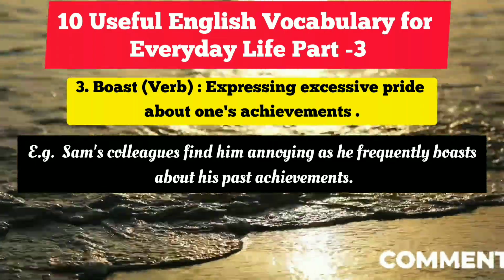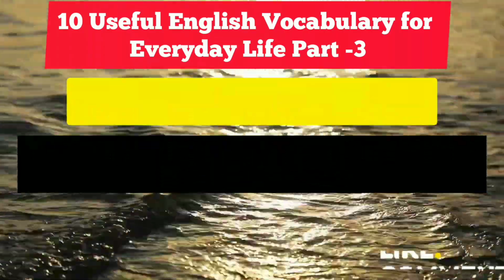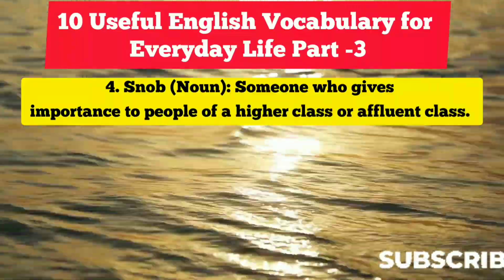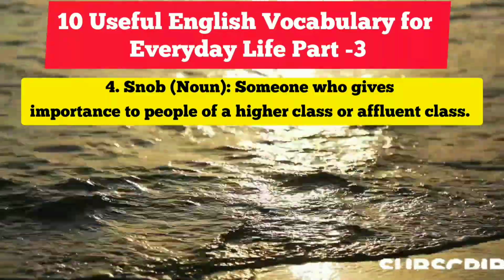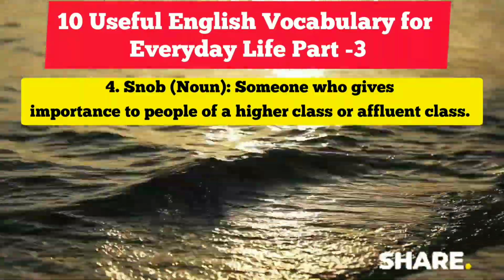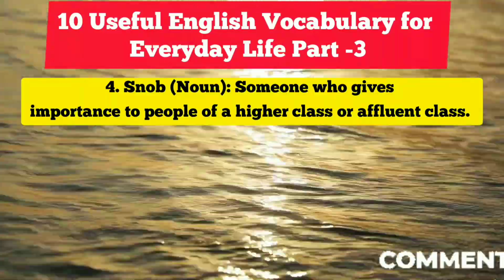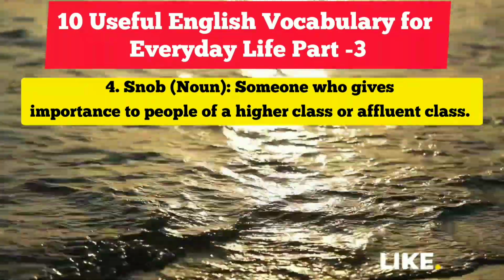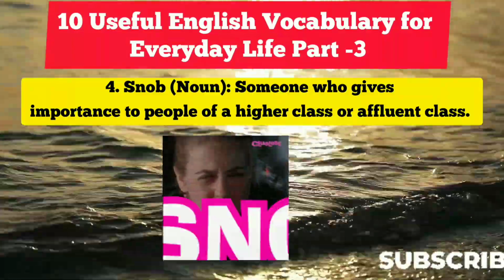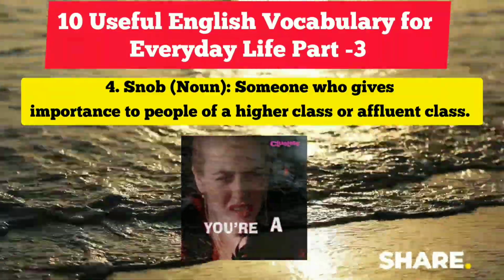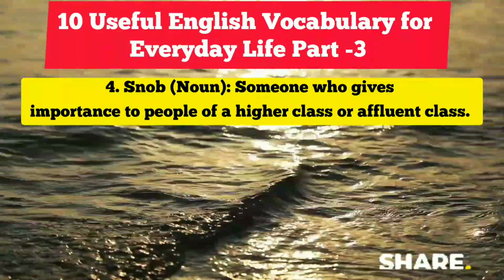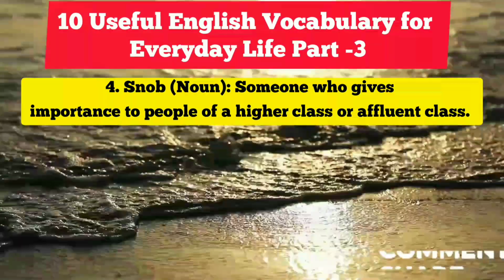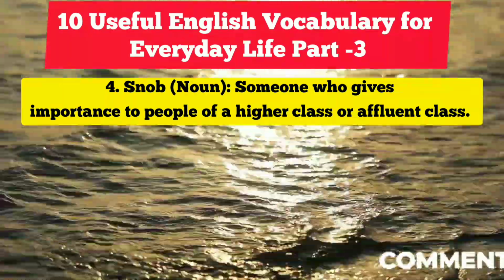So up next we will turn our attention towards the fourth useful English vocabulary for everyday life, that is snob. Snob is a noun. It means someone who gives importance to people of a higher class or affluent class. So that person is called a snob, who gives importance to people who are rich, perhaps who are from higher class. So the person who gives importance to those people only and thinks that they are more important, they are worthy of respect, that person is called a snob. So let's see how to use it.